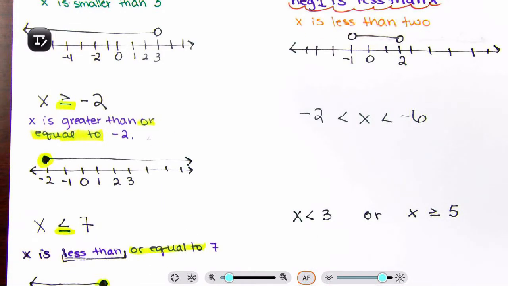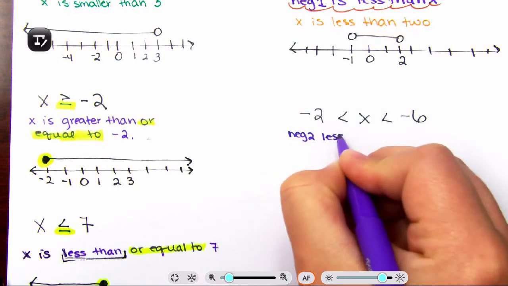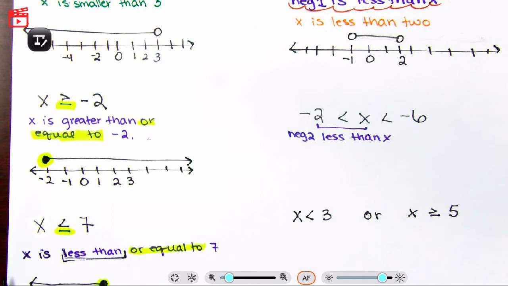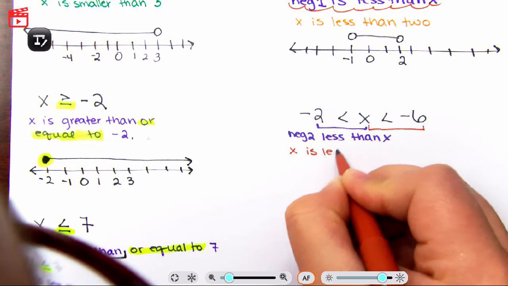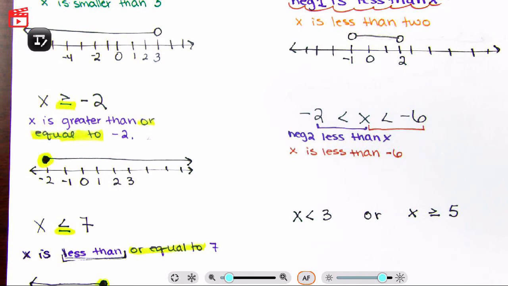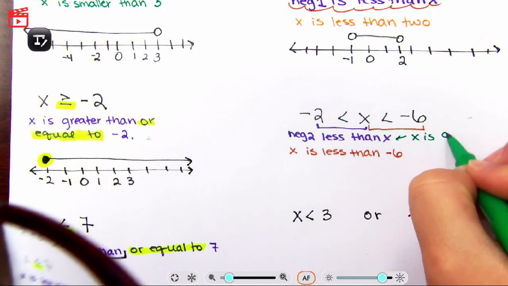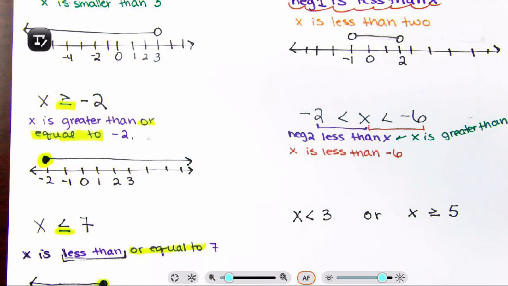One more. Let's translate this. -2 is less than x. Then I have x is less than -6. Now again, -2 is less than x, so that means that x is greater than -2. Same thing. All right, let's graph.